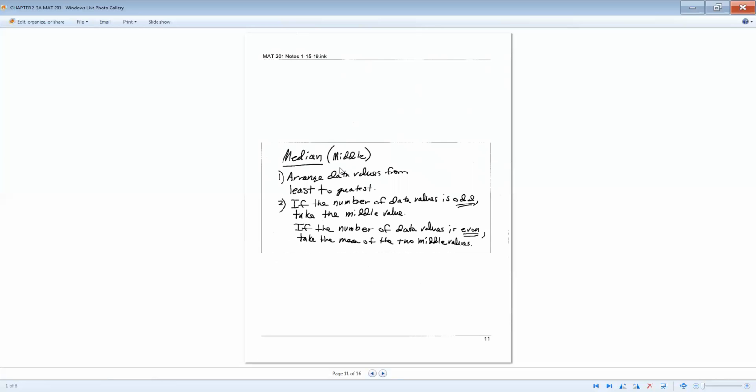Your median is your middle value. Arrange your data values from least to greatest. A lot of times people forget that step, so make sure you hold true to it. If the number of data values is odd, you take the middle value. If the number of data values is even, you'll take the mean, the average, of the two middle values.